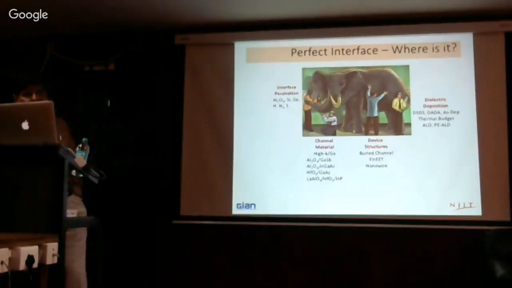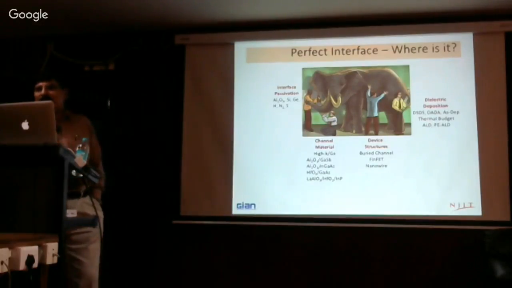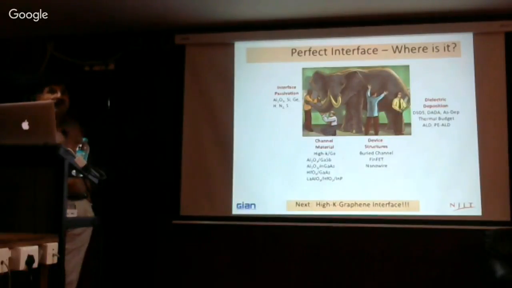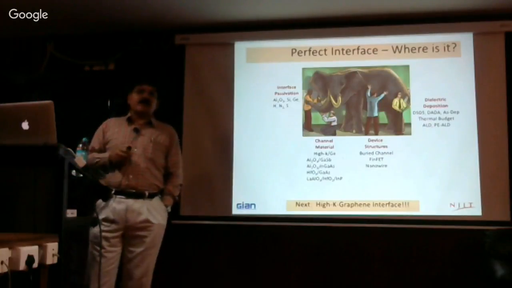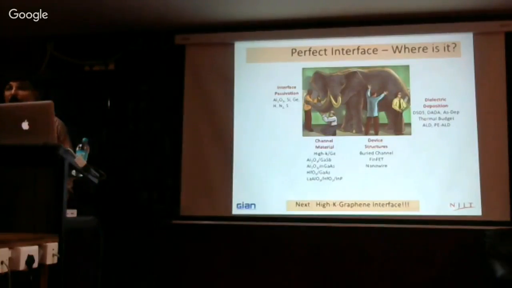Now, how to create FinFETs using gallium arsenide or germanium? That is also not that simple. I think one paper came out on nanowire indium gallium arsenide, but it doesn't meet any real specifications. Then the high-K graphene interface: people are talking about high-K on graphene. Aluminum oxide doesn't nucleate on top of graphene. That is a big problem. So they deposit a monolayer of aluminum on top of graphene before depositing high-K.